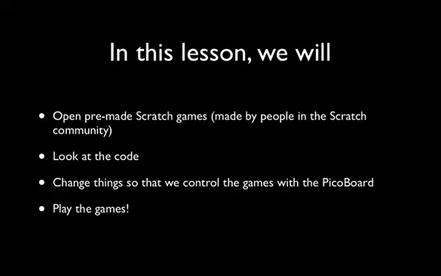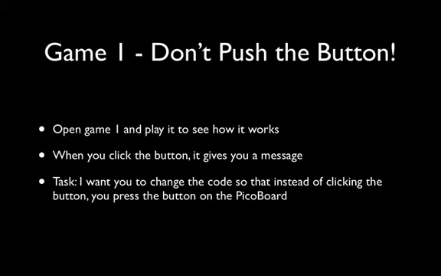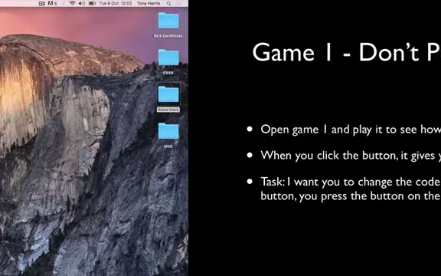So in this lesson I've given you 3 games that we're going to hack. The first one is called Don't Push the Button. So open game 1 and play it to see how it works. When you click the button, it gives you a message. Your first task is I want you to change the code in this game so that instead of clicking the button on the screen, you press the button on the PicoBoard. So let's have a quick look at this now.